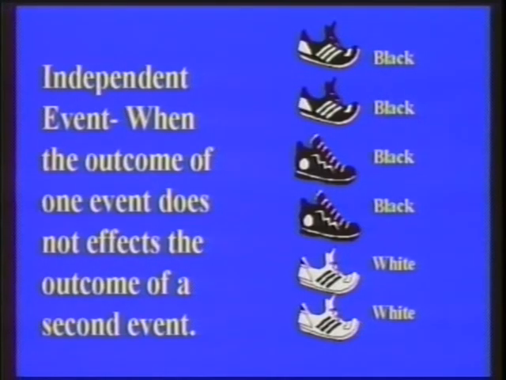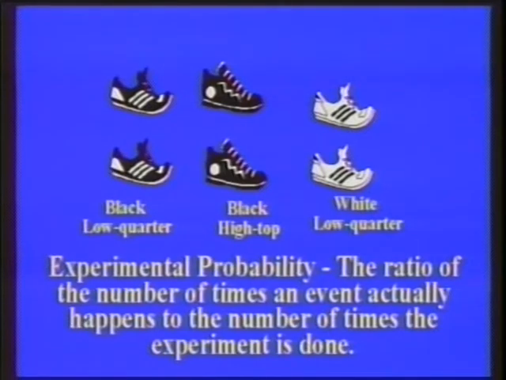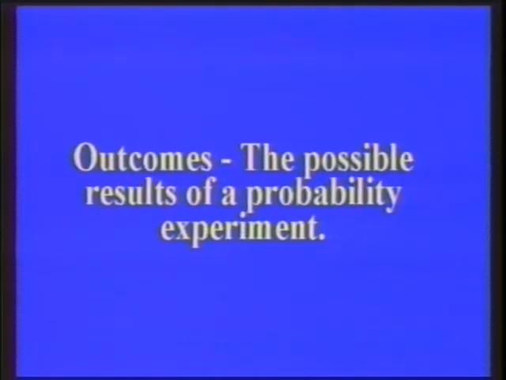This complete situation is defined as experimental probability. Experimental probability is the ratio of the number of times an event actually happens to the number of times the experiment is done. The students have done an experiment in choosing shoes using independent and dependent events. In this type of experiment, we have what's called outcomes. Our outcomes are the possible results of a probability experiment.